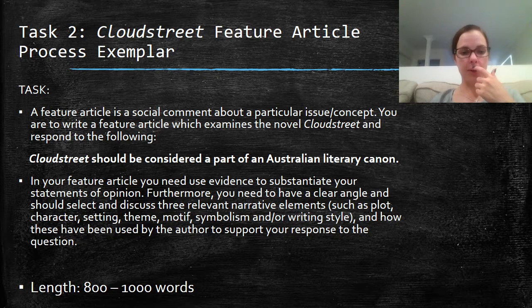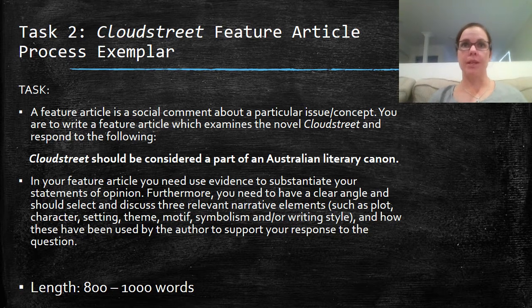In your feature article, you need to use evidence to substantiate your statements of opinion. Furthermore, you need to have a clear angle, or a thesis, so to speak, and you should select and discuss 3 relevant narrative elements, such as plot, character, setting, theme, motif, symbolism, and/or writing style, and how these have been used by the author to support your response to the question. You need to write between 800 and 1,000 words, and you do have a drafting opportunity.